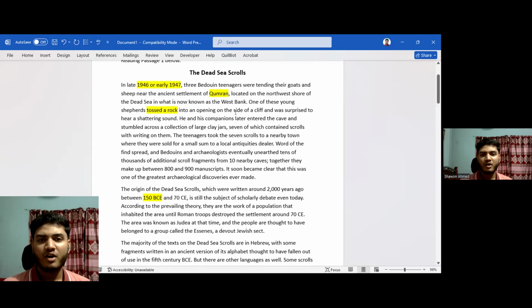into an opening on the side of a cliff and was surprised to hear a shattering sound. He and his companion later entered the cave. Yes, this is it.